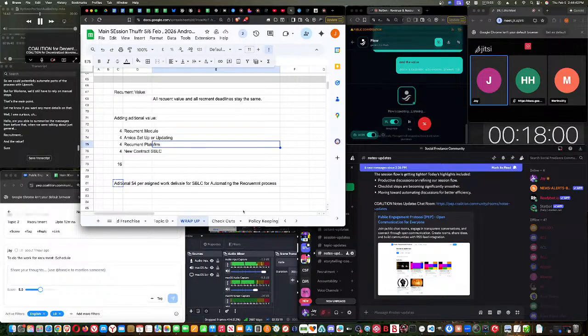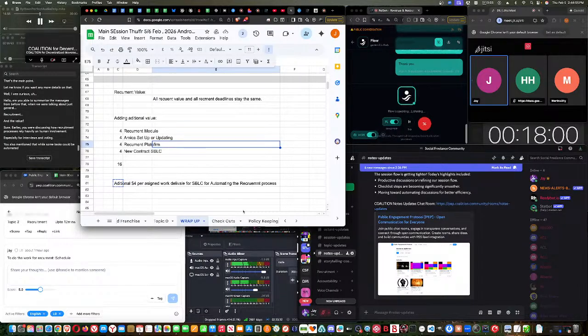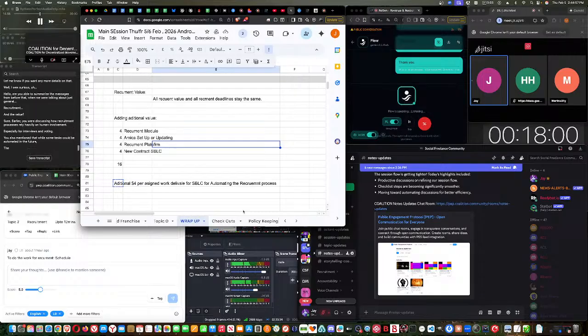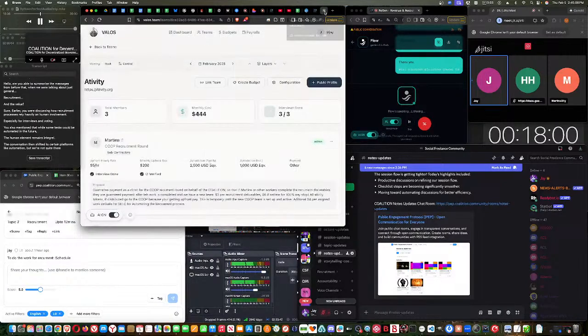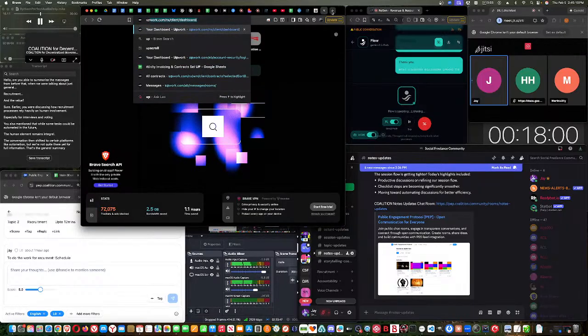Sure. Earlier, you were discussing how recruitment processes rely heavily on human involvement, especially for interviews and voting. You also mentioned that while some tasks could be automated in the future, the human element remains integral. The conversation then shifted to how certain platforms might have automation potential, but we're not quite there yet for full integration. That's the general summary of what was discussed.